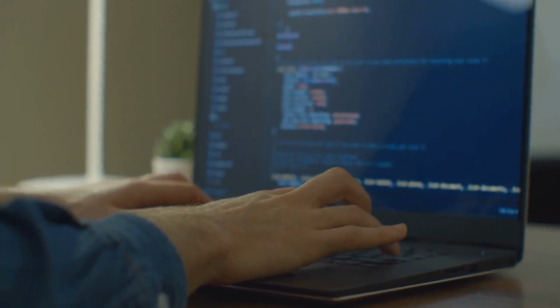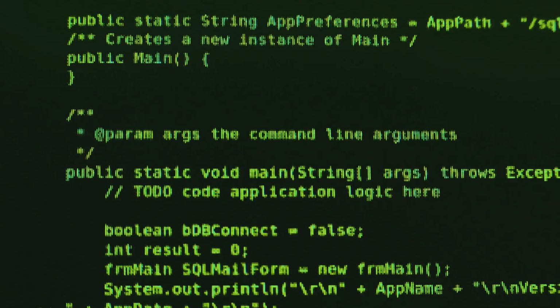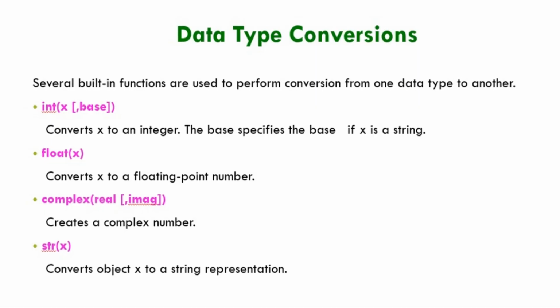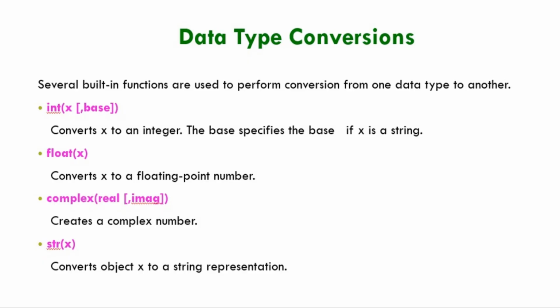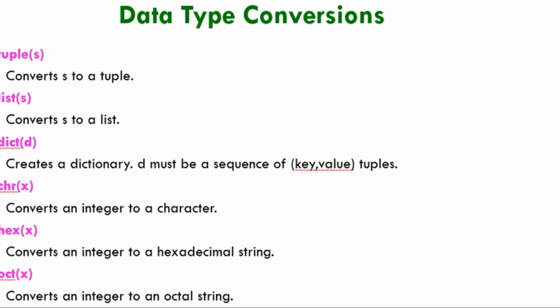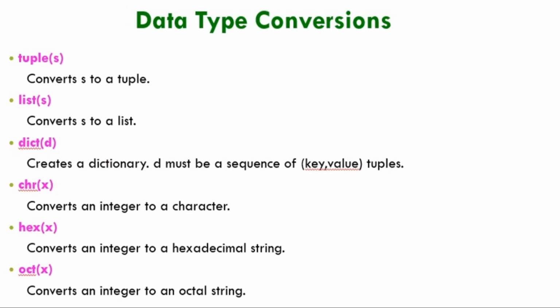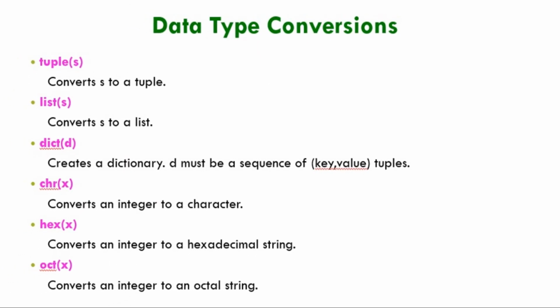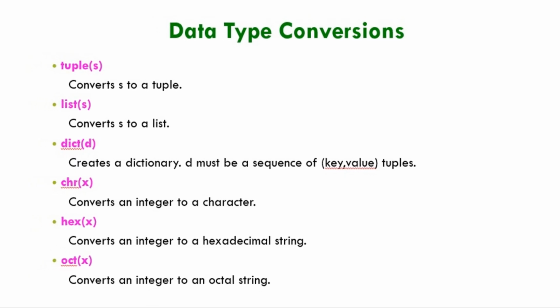Data type conversions. Here are some built-in functions that are used to perform conversion from one data type to another. The int function, the float function, the complex function, the str function, the tuple function, the list function, the dict function, the chr function, the hex function, and the oct function.